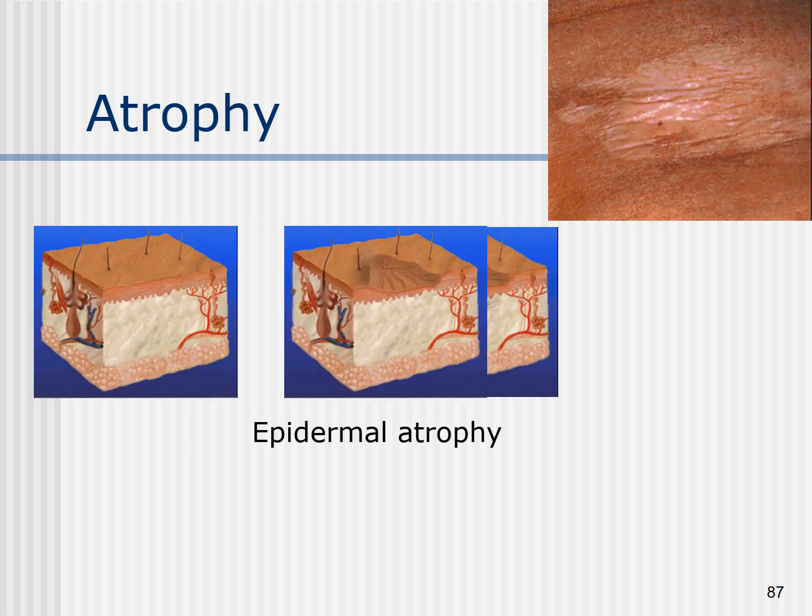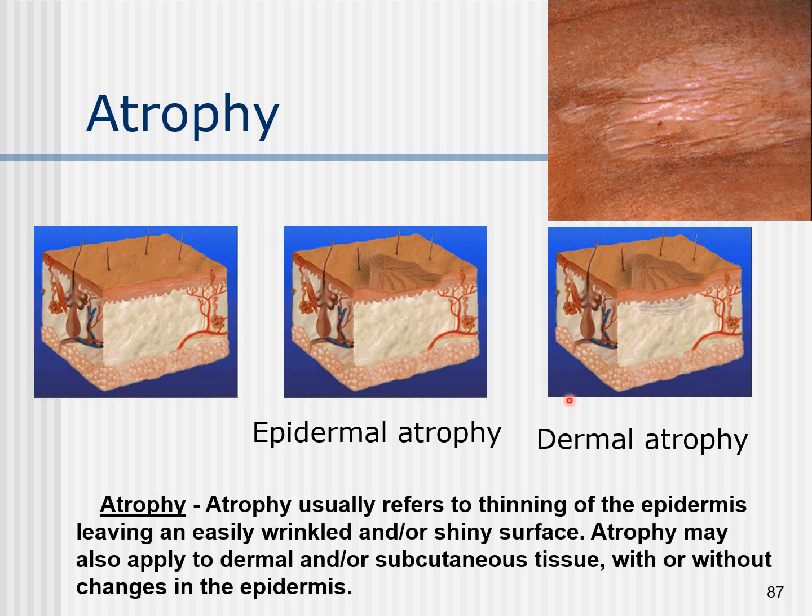Atrophy. Epidermal atrophy or dermal atrophy, depending on the depth of damage. Atrophy usually refers to thinning of the epidermis, leaving an easily wrinkled and or shiny surface. Atrophy may also apply to dermal or subcutaneous tissue with or without changes in the epidermis.